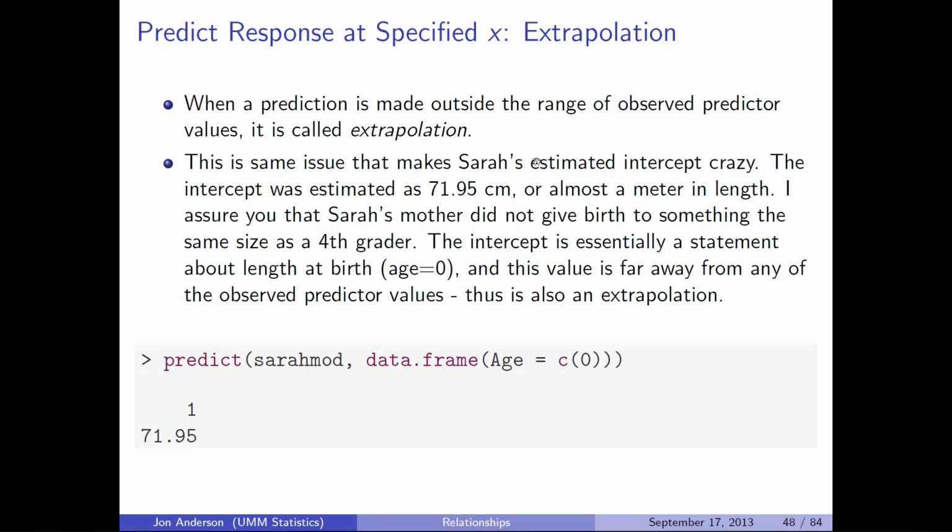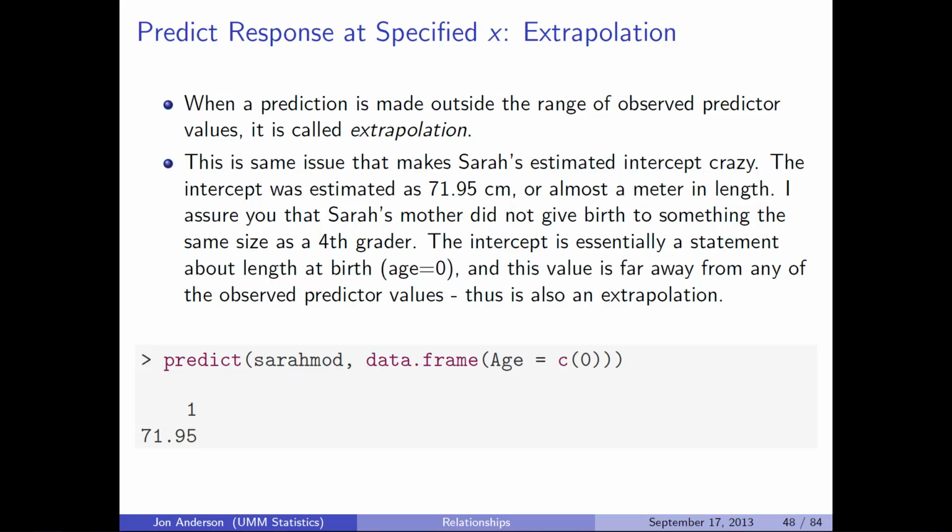So when a prediction is made outside the range of where we have predictor variable evidence, it's called an extrapolation. The same thing was happening back when we were trying to interpret Sarah's intercept. Remember I said that's an enormous newborn baby? Well, the reason it's a terrible projection is because the relationship is not the same when she's a newborn baby.